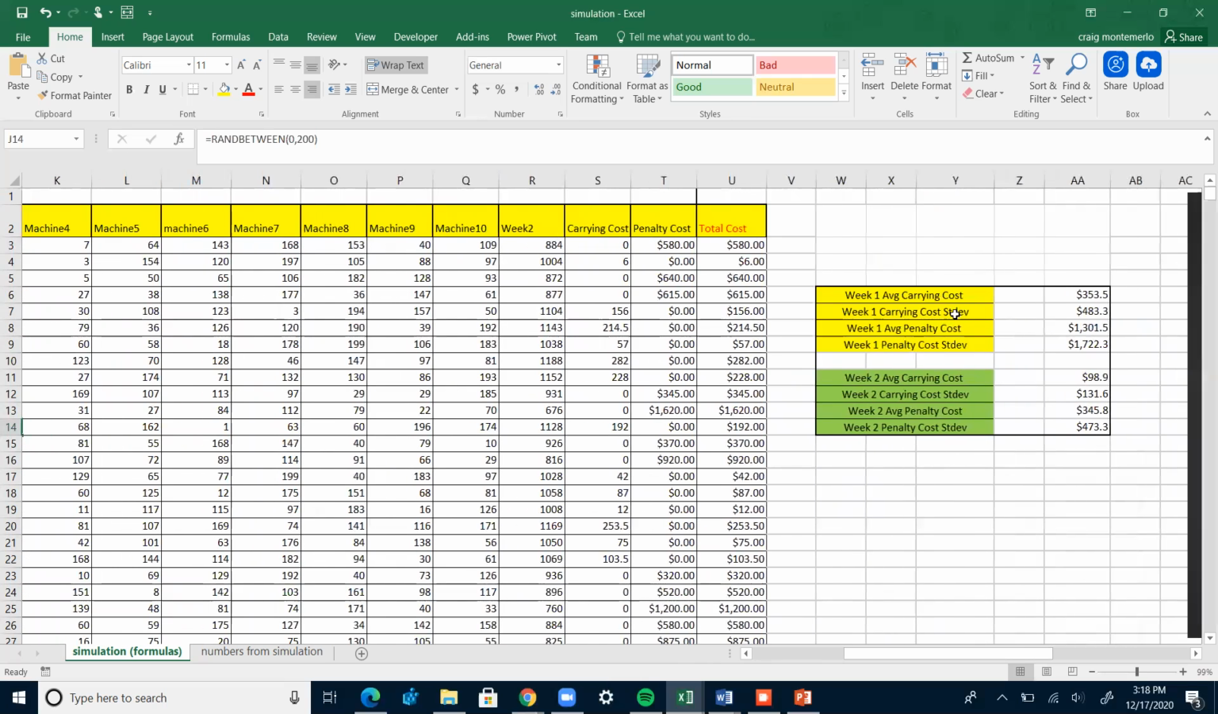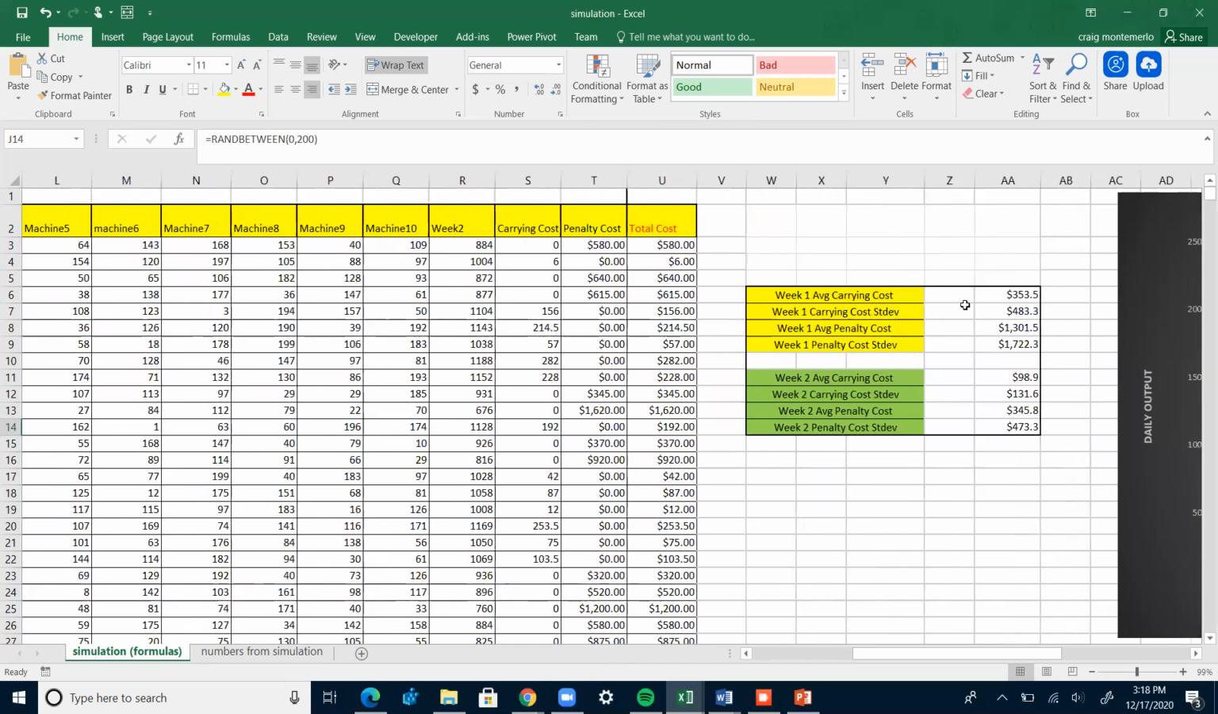Okay, so looking at our week 1 average carrying cost. We have an average carrying cost for, this is the single machine we are talking about here, of $350. Standard deviation of 483, which is a rather large standard deviation. The average penalty cost is 1,300, and the standard deviation of that is 1,700.